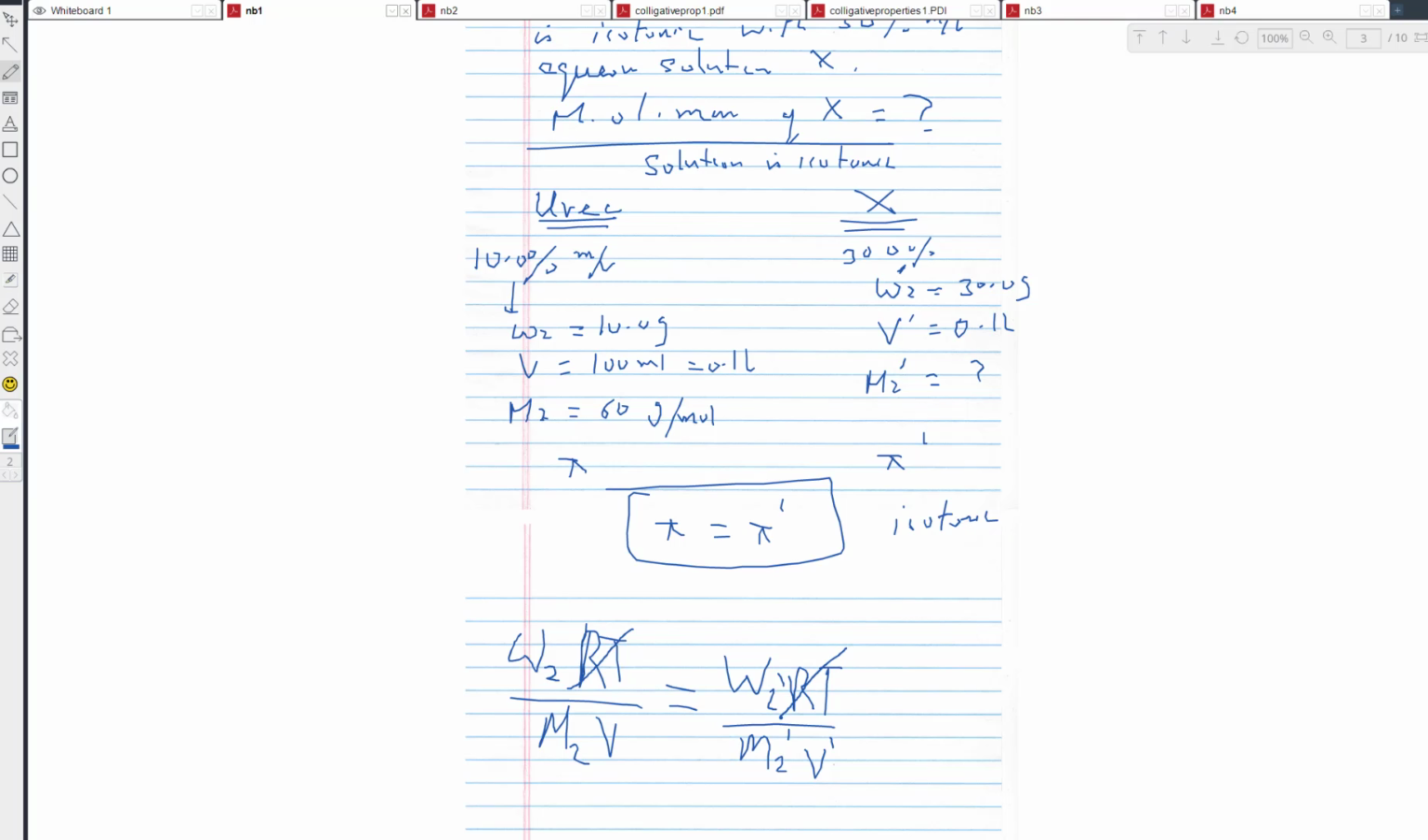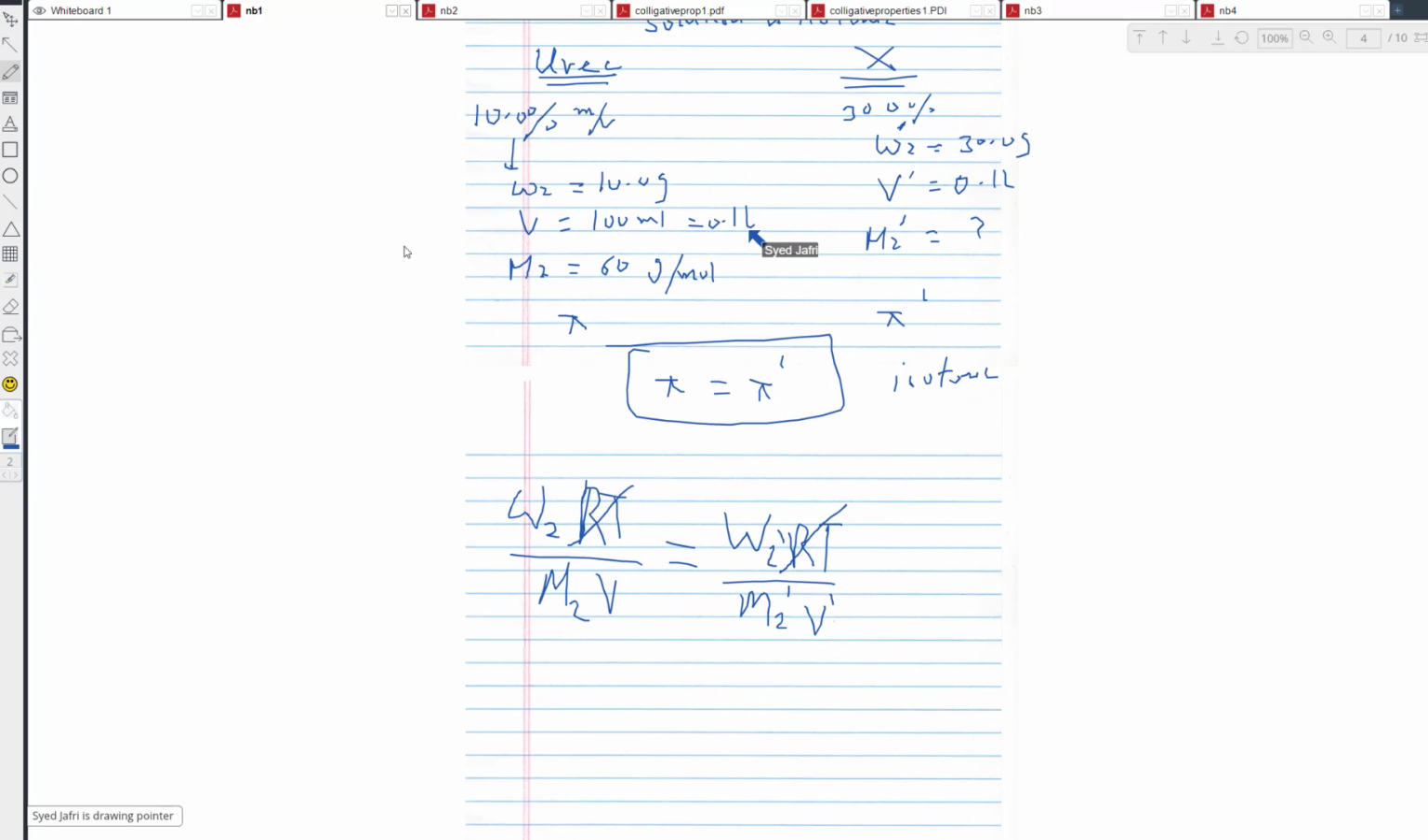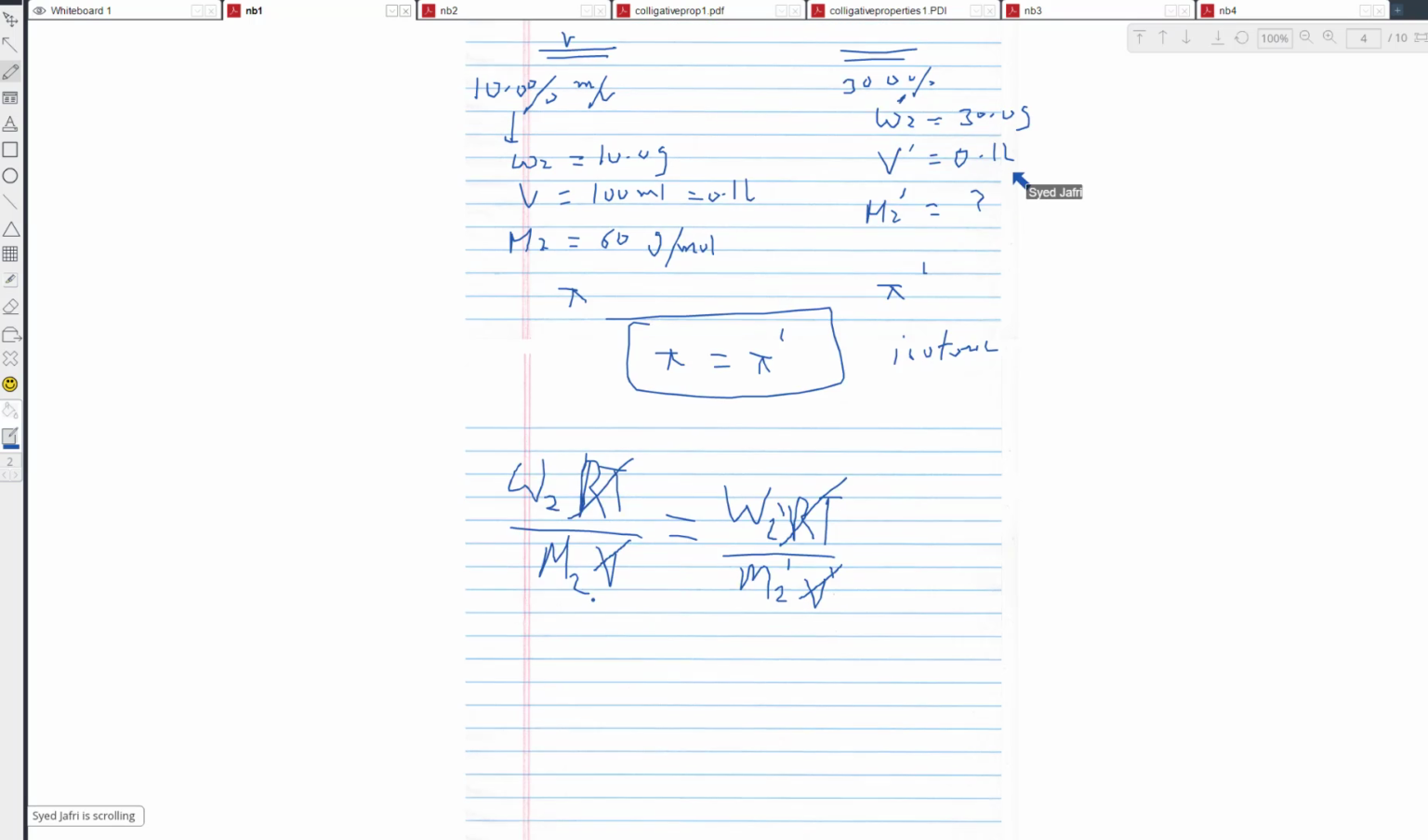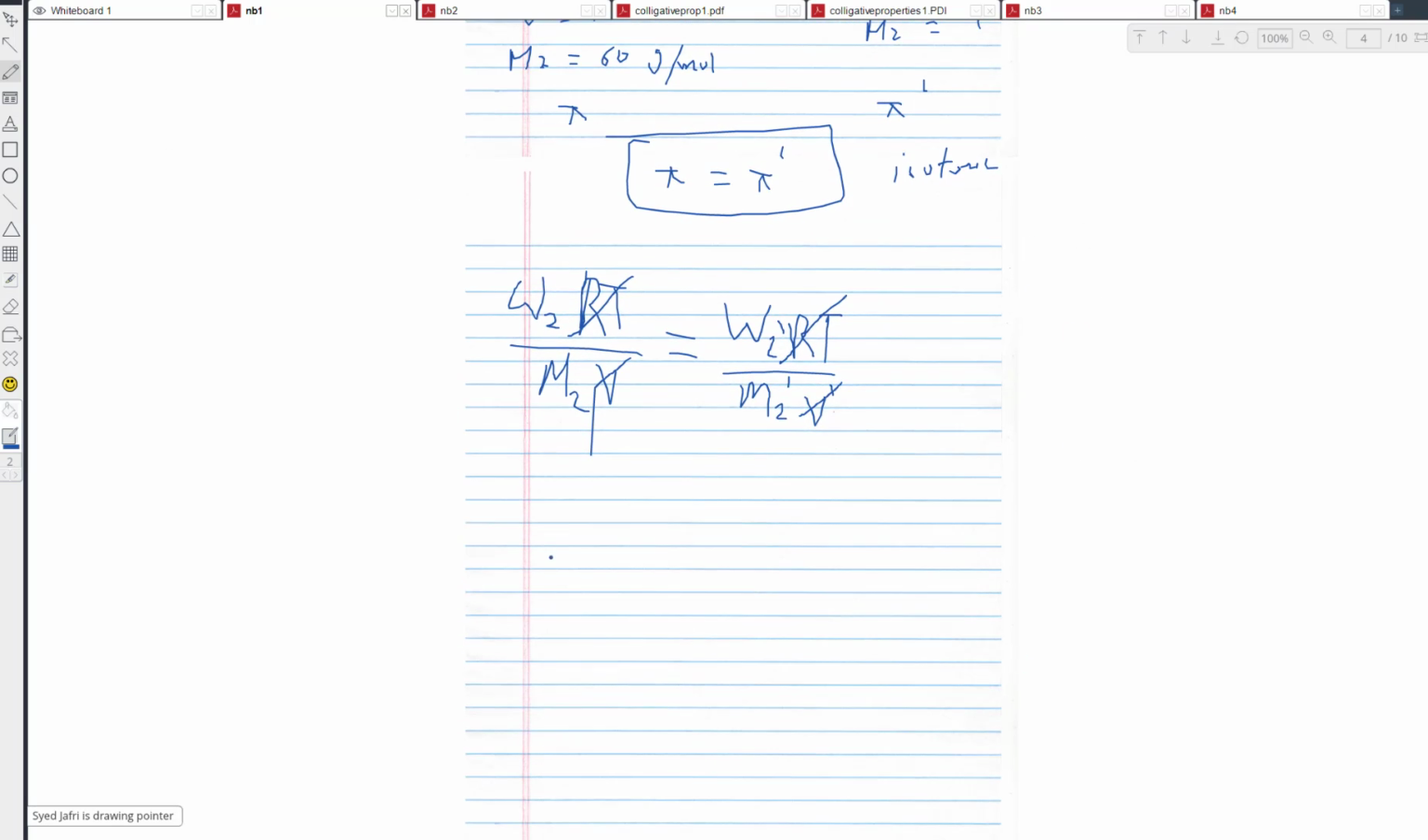Could I get rid of these? Yes, very good, R and T. And when I'm saying percentage, the volume is also 100 ml here and here, which is 0.1 liter. So also the same, am I right? Yep. Now you have a very short equation. W2 over M2.